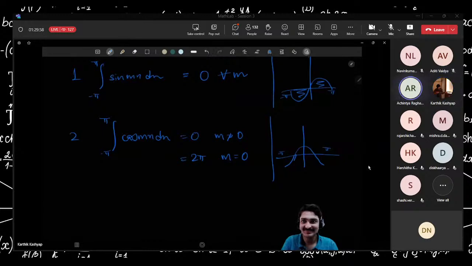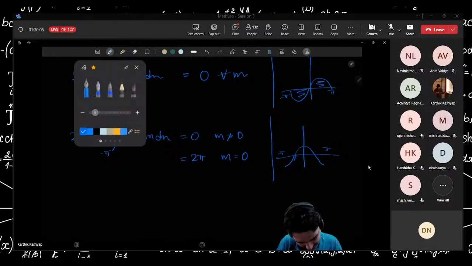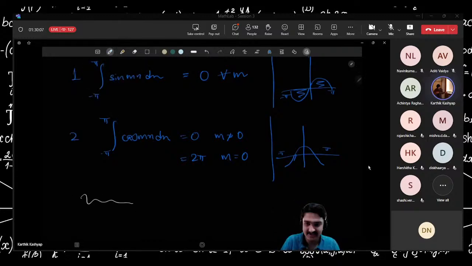Yes. Can you switch your color to white or something? Some people are saying it's kind of hard to see. Okay, I'll see. Okay, is this fine? It's fine.